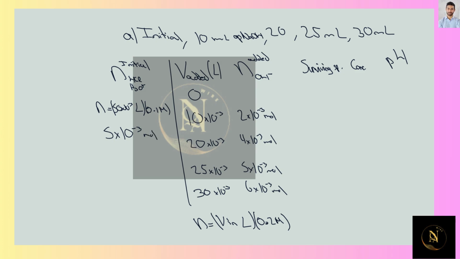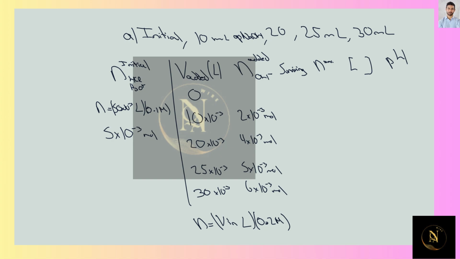Okay, so I'm going to modify this table a little bit just to make room for some notes. We have the surviving species, amount of mole of the surviving species, which is going to be either HCl or OH minus, and then the concentration of that surviving species. With that, we can calculate the pH.